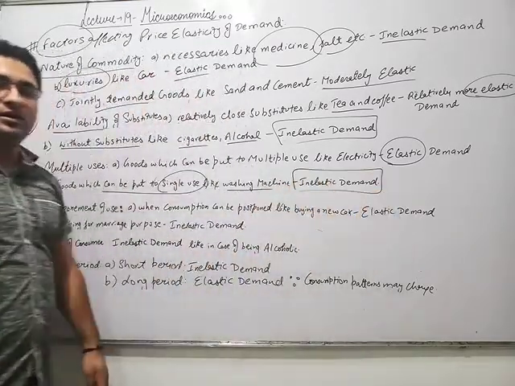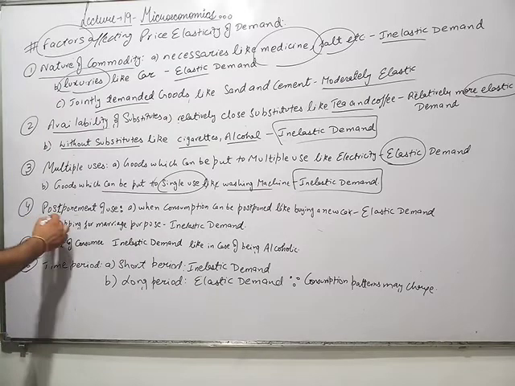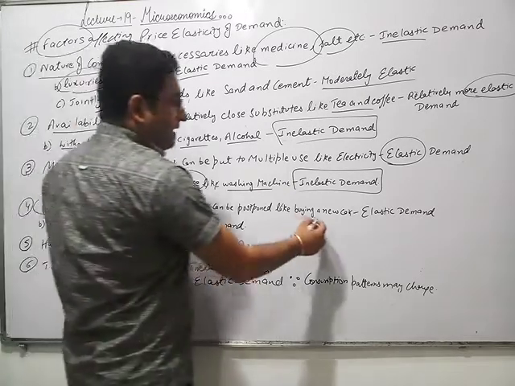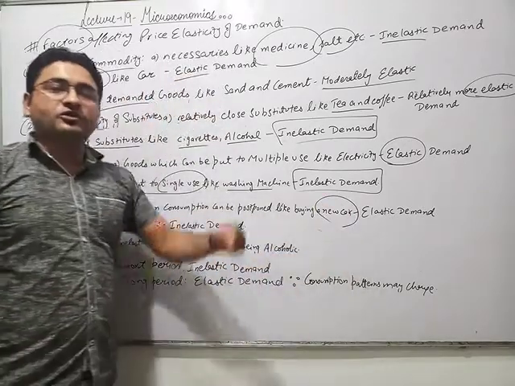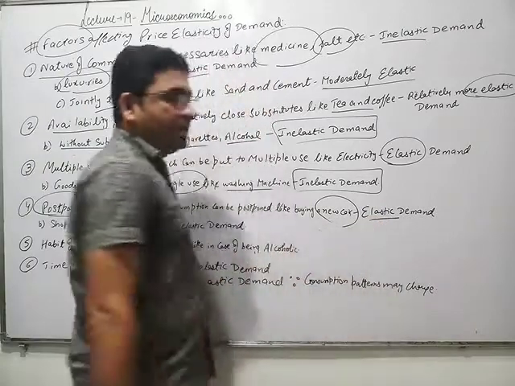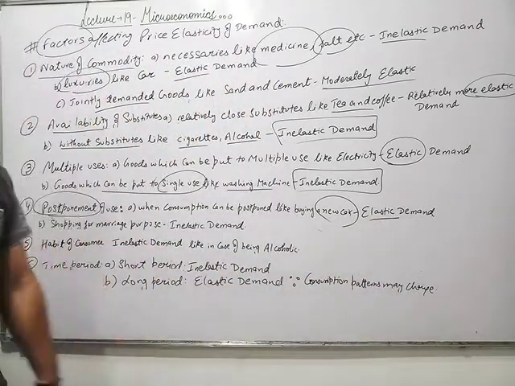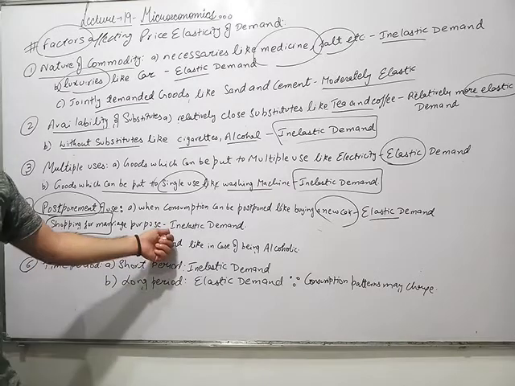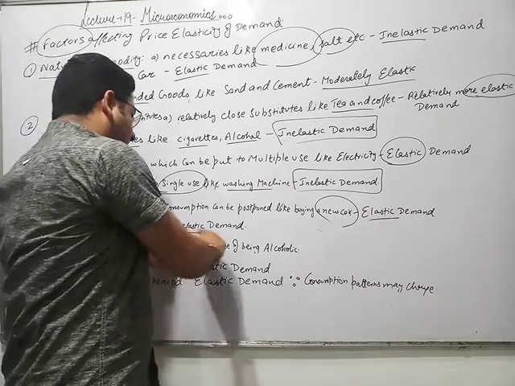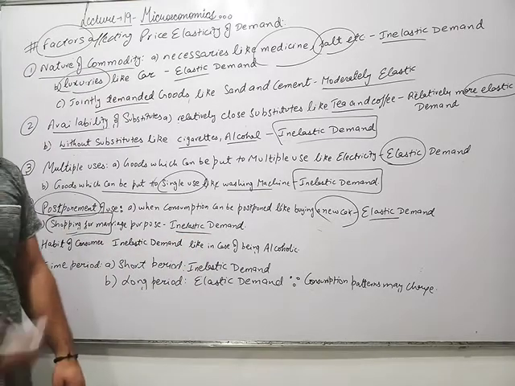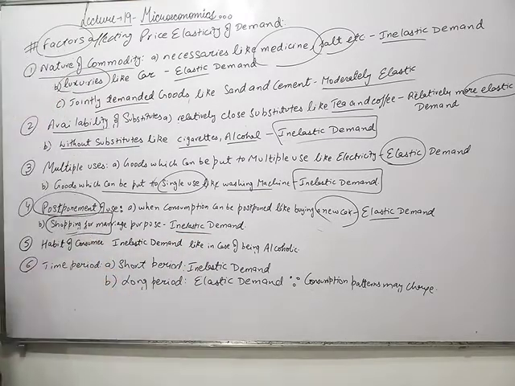If the use can be postponed, for example buying a new car and we will wait for the rate of interest of loan to come down, then the demand would be elastic. But in case of shopping for marriage purposes, you cannot postpone the dates of your marriage, then the demand would be inelastic for those things which we need to buy for that particular marriage.